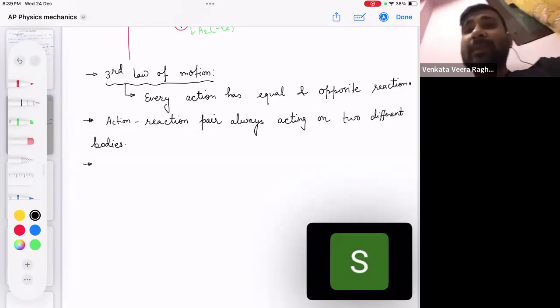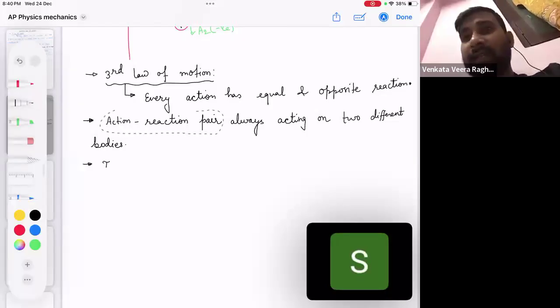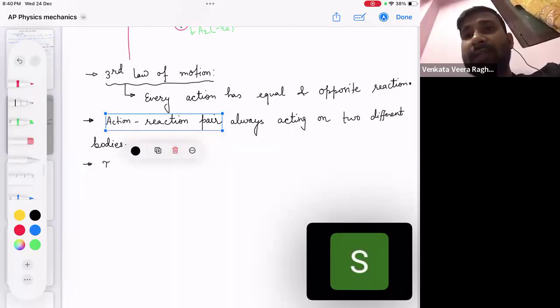Understand the first point? The second thing about action reaction force is that these two forces are always of the same nature. Action reaction pair is always of the same nature. Is that clear?